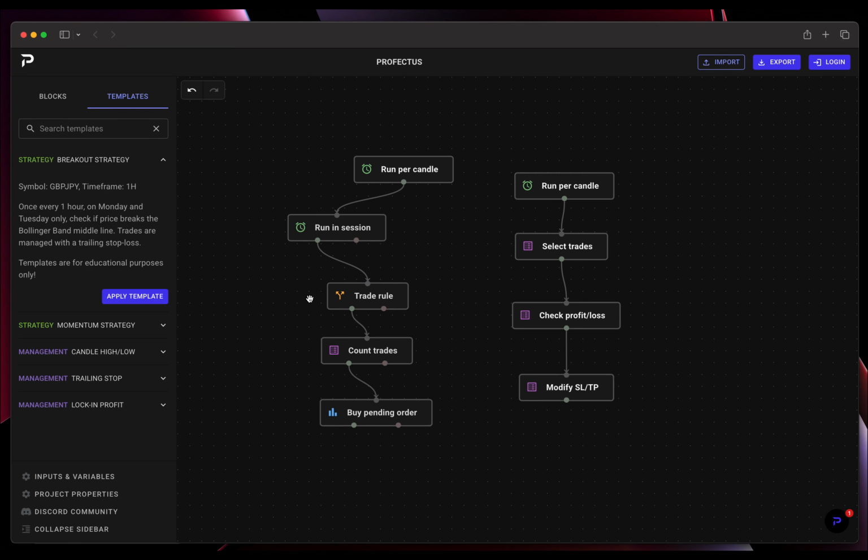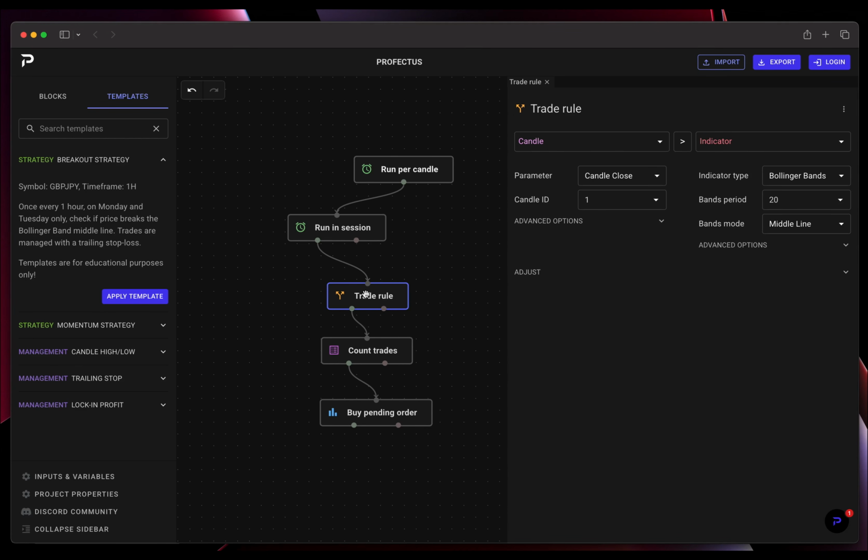Then the trading rule block, the most important block. What we need to do is create this trading rule: check if price breaks the Bollinger Band middle line. So if we open the block, we have two things we compare with each other. See the list of options. Here we compare a candle with the Bollinger Band indicator. In this case, candlestick close ID 1 needs to be above the Bollinger Band middle line, just like I showed you at the start of the video on the charts.